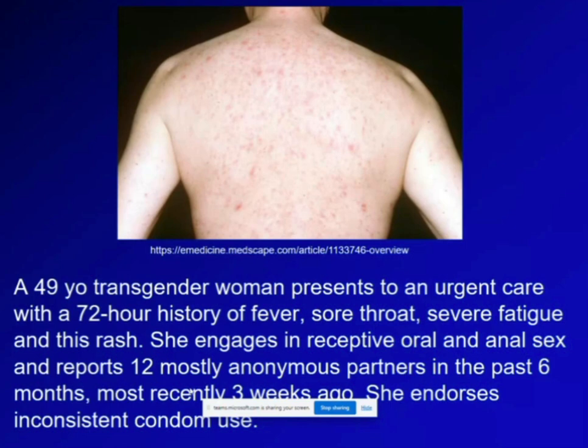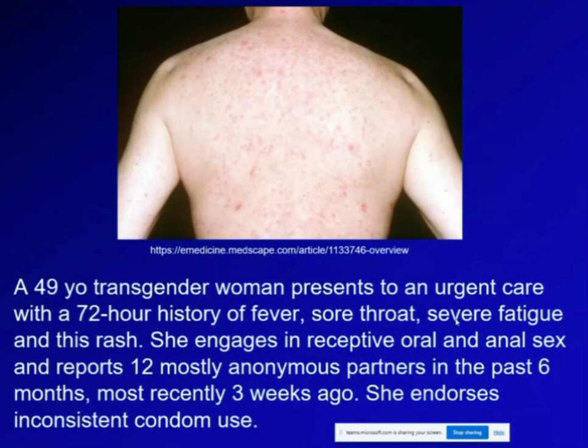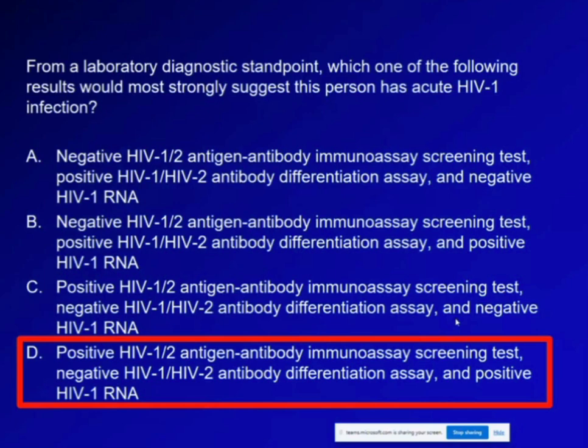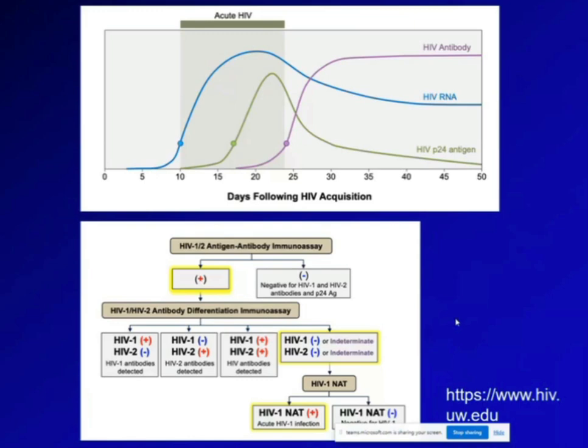All right, we will jump into the first case here. She's had 72 hours worth of fever, sore throat. She says she's had over the past 6 months these 12 mostly anonymous partners. So all of it should be positive. Should be, but that's not your choice. Your choices here would be, and I think I already let the cat out of the bag on this one anyway. The point here is to bring home some teaching about how our testing algorithm works, and we'll jump on to the next slide here that does that for us.